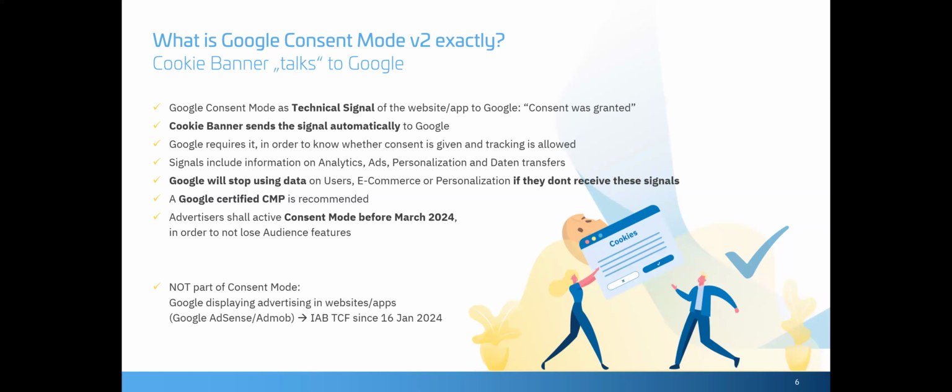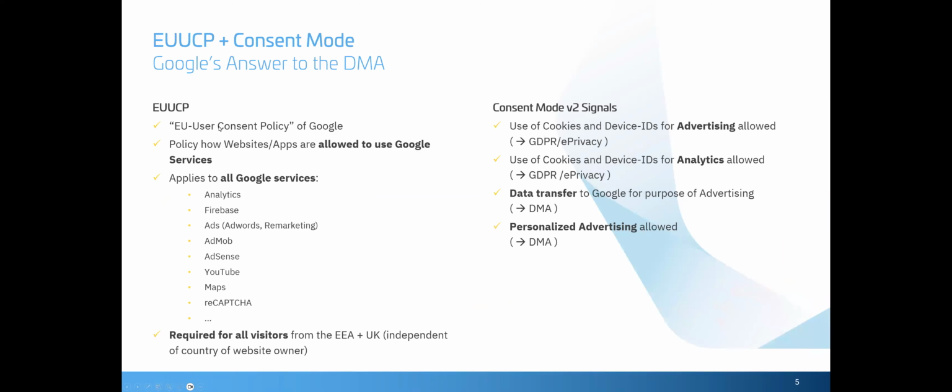Consent mode is not part of everything that is displaying advertising on your app. So if you're using Google AdSense or AdMob, that is not where Google consent mode is important. That's where the policy is important here. This EU UCP policy is important. This applies for all these tools, but consent mode mainly applies for analytics and Google Ads. So the AdWords and remarketing tool.